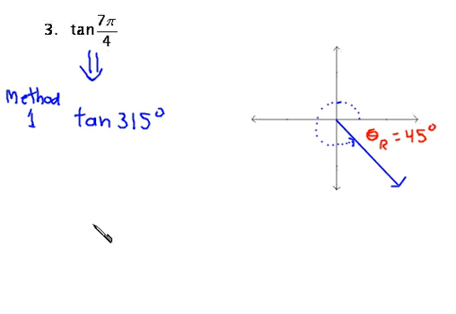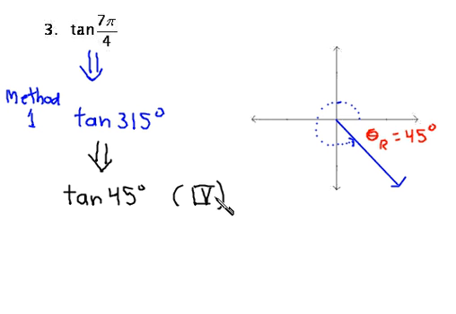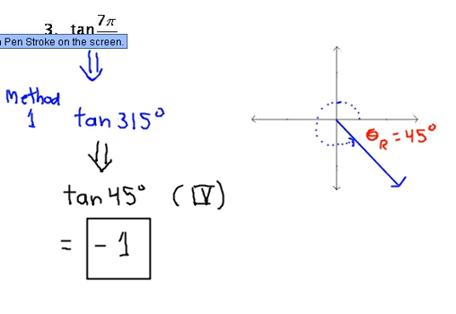Your thinking should be like this now. This tan of 315 degrees is really equal to the tan of 45 degrees in quadrant 4. So we get the ratio from the special angles at 45 degrees. And then we get the sign from the quadrant. The tan of 45 is equal to 1. But because we're in quadrant 4, it must be negative 1. And if you check this on your calculator, I'm not going to go through it, you will get negative 1.